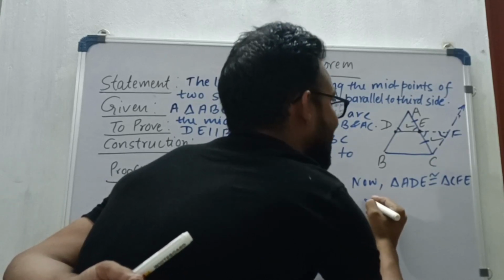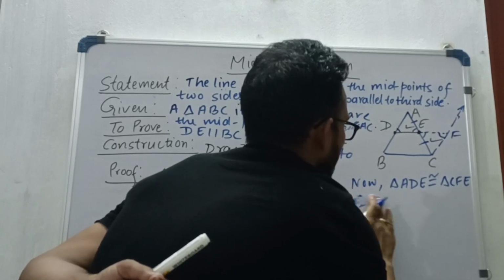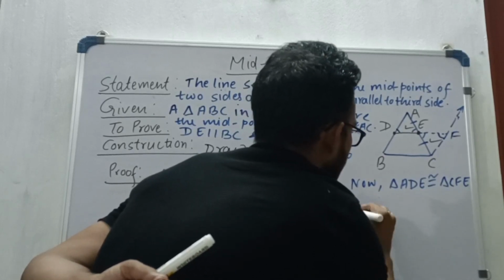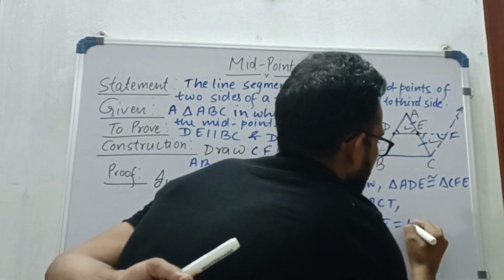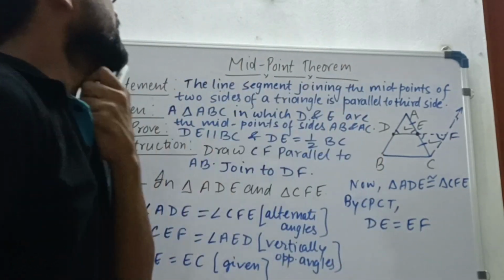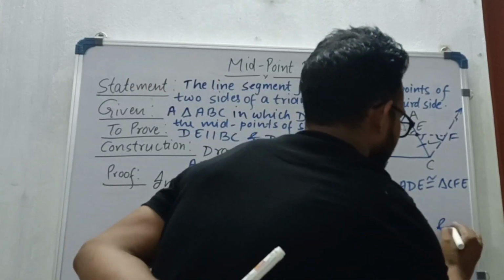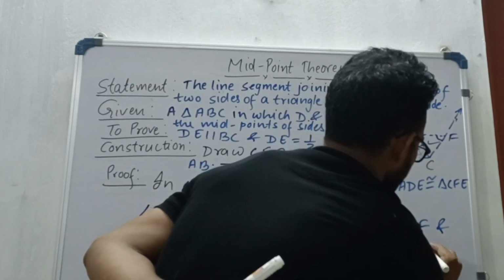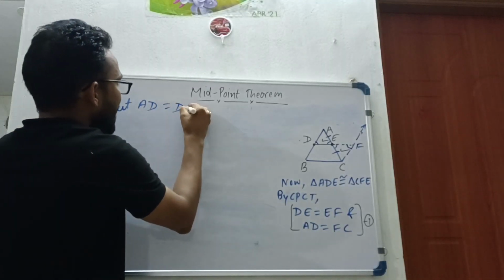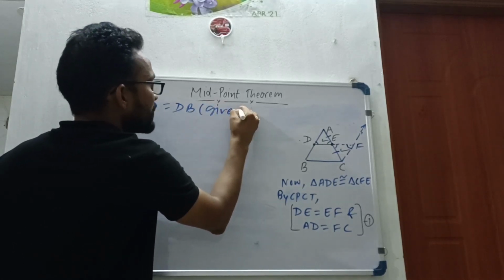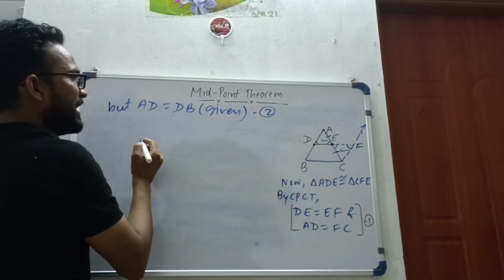So from this we can say that DE is equal to EF, by CPCT. DE is equal to EF we got. Then after that we can say AD is equal to FC. But AD is equal to DB already we have, it was given that D is the midpoint of AB. So let me call this equation 2. Equation 1 already we have, AD is equal to FC.